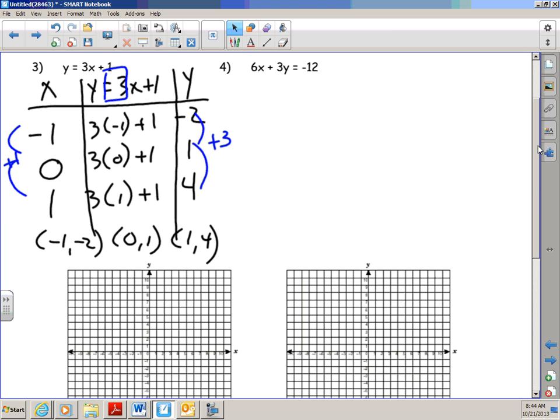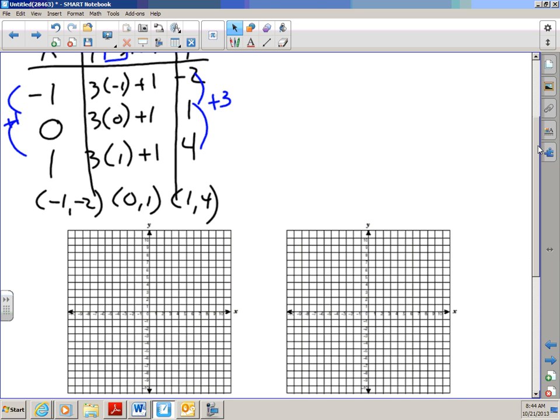Okay? So now, I'm going to plot those 3 points. And you'll see one of the points you're plotting is the y-intercept. So I plot negative 1, negative 2, 0, 1, and 1, 4. And the reason for doing 3 separate points is you can see they all line up. If you made a math error in your table above, one of these points wouldn't be in a line, and you would then hopefully realize that and go back and figure out your mistake.